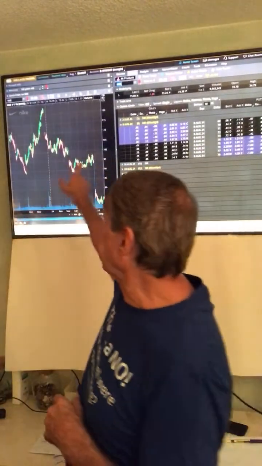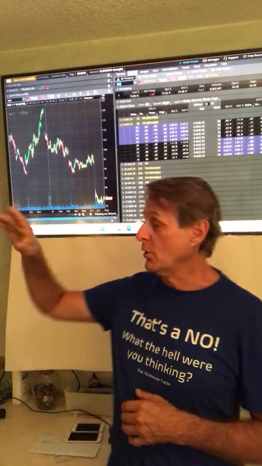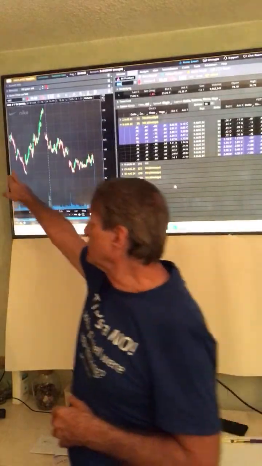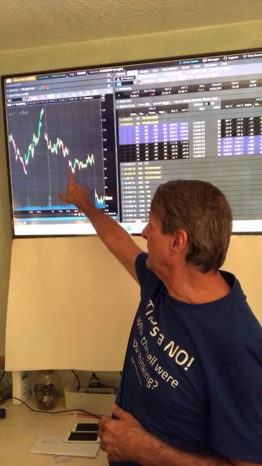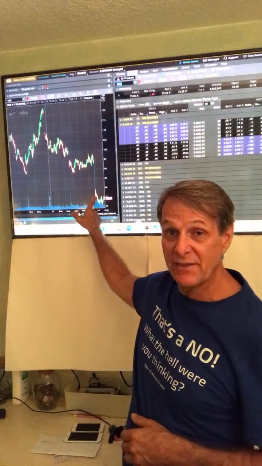NKE. Now, I do own Nike, so I like Nike. See this big drop right here? As soon as it dropped like that, the very next day I jumped in, because I like Nike and I saw the opportunity. You're going to make money in the stock market when you buy low and sell high. Here's a normal trading range. The low of the year is somewhere around 87. So when she drops down to the 70s, and it hasn't been there all year, hell yeah, I'm going to buy some. So I bought me some.